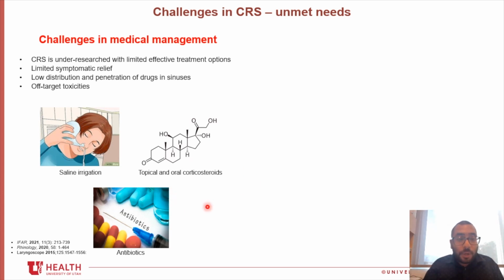The problem with oral corticosteroids is that they present with a lot of systemic toxicities. As you know, when you take oral steroids, a lot of people go through side effects. That's why oral corticosteroids cause a lot of toxicities in patients with CRS. The problem with antibiotics is that patients often form resistance to these antibiotic drugs.